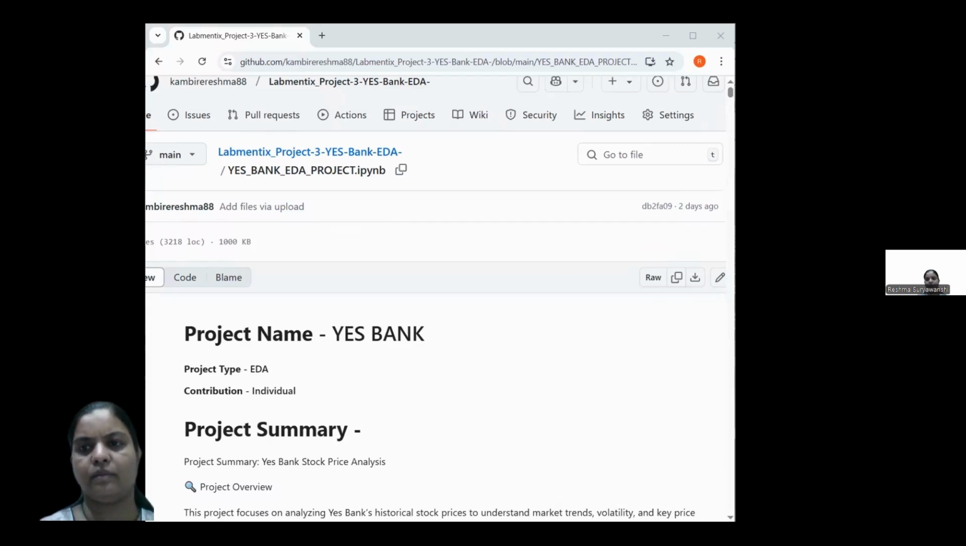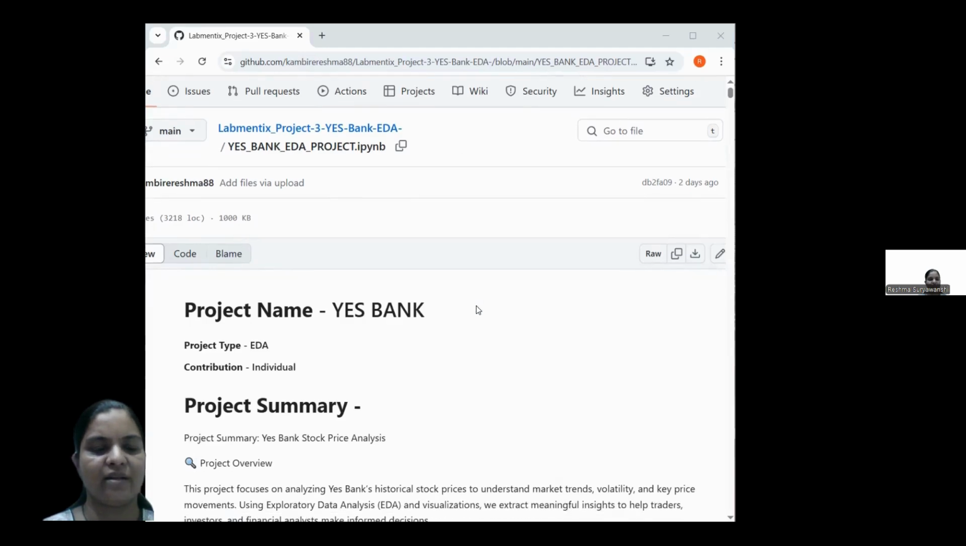Hello everyone. Today I'm going to perform EDA, Exploratory Data Analysis, on Yes Bank stock price data. In this, we will explore the dataset. We analyze trends and extract insights that can help investors make informed financial decisions. This project is crucial for anyone interested in stock market analysis, investment strategies, or data driven decision making. By the end of this, we will learn how to process financial data, visualize stock trends, and drive meaningful business recommendations. So let's get started.